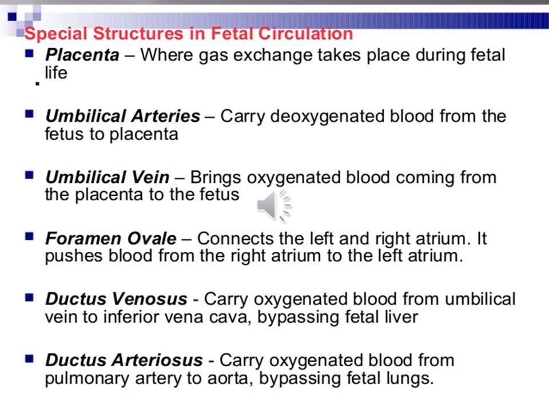And the ductus venosus, which carries oxygenated blood from the umbilical vein to the inferior vena cava, bypassing the fetal liver. And the ductus arteriosus, which carries blood from the pulmonary artery to the aorta and bypasses the fetal lungs. This is the shunt, as we said. So these are very important structures. You have to know the function of each, and exactly these structures function as what's called the fetal circulation.